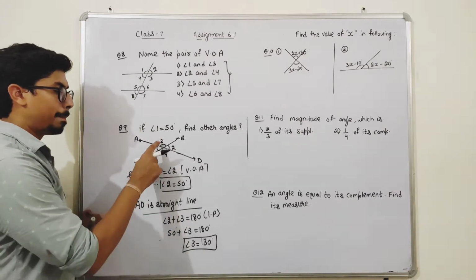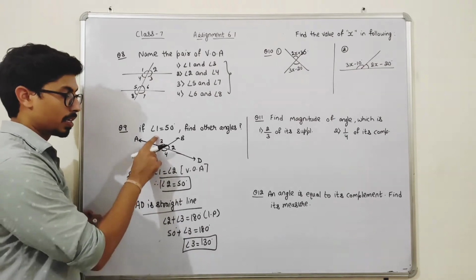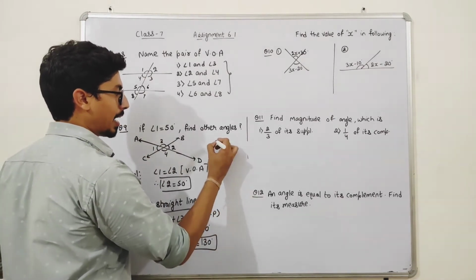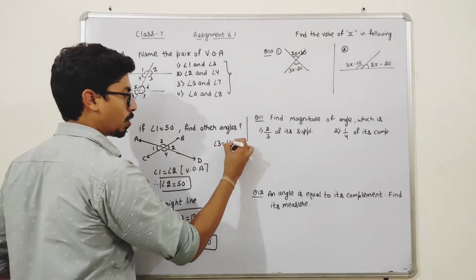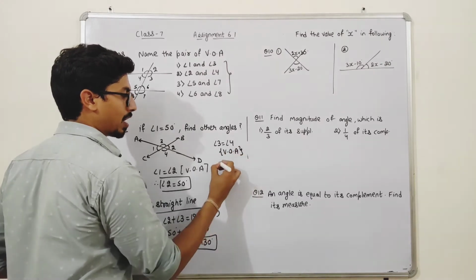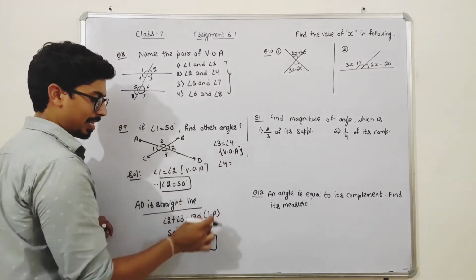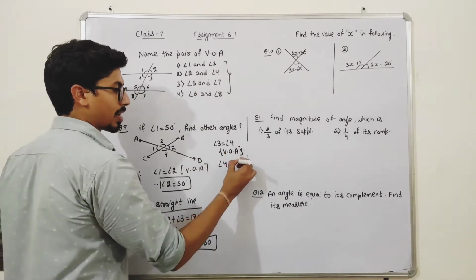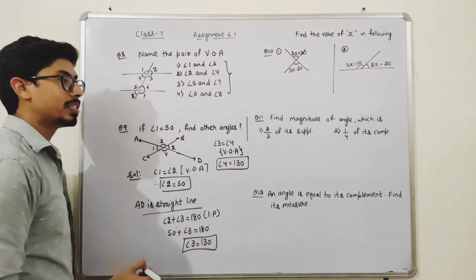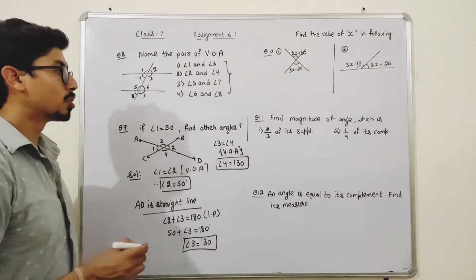Now students, see angles 3 and 4. If we see, 3 and 4 are vertically opposite angles. Angle 3 is equal to angle 4. The reason is vertically opposite angles. So angle 4 will be, angle 3 is 130, so angle 4 will be 130 degree. Okay students, so this is our question number 9.